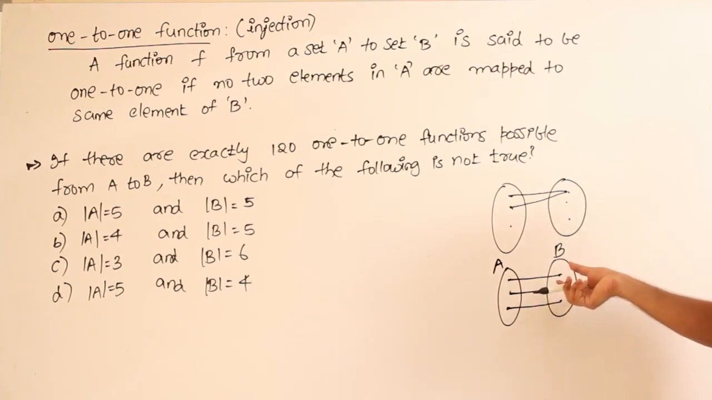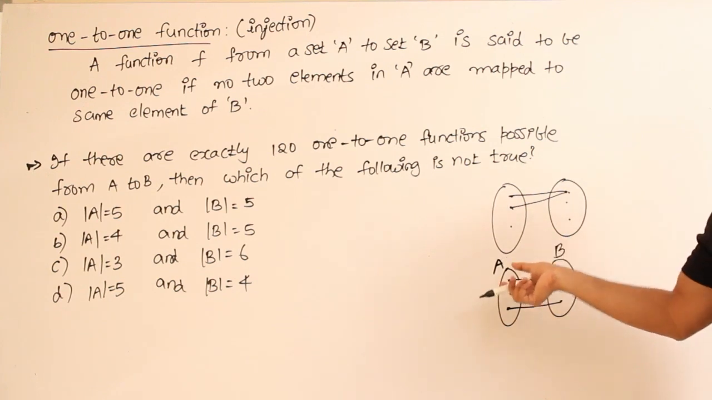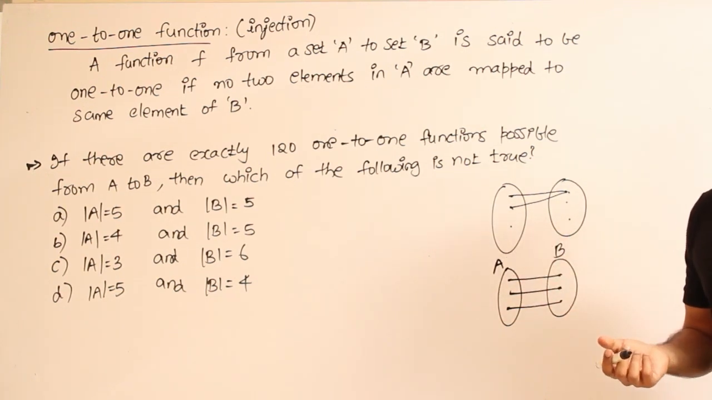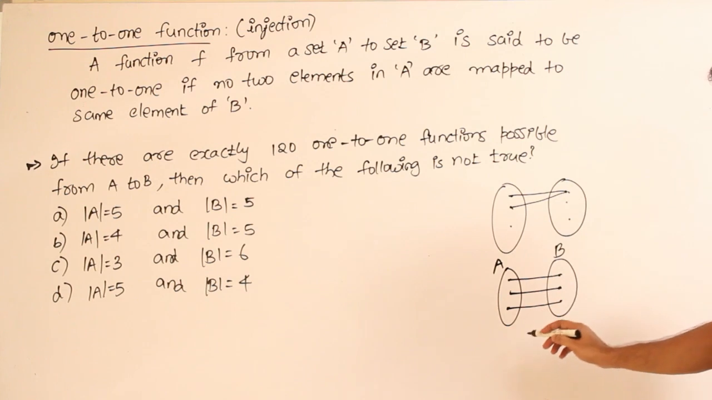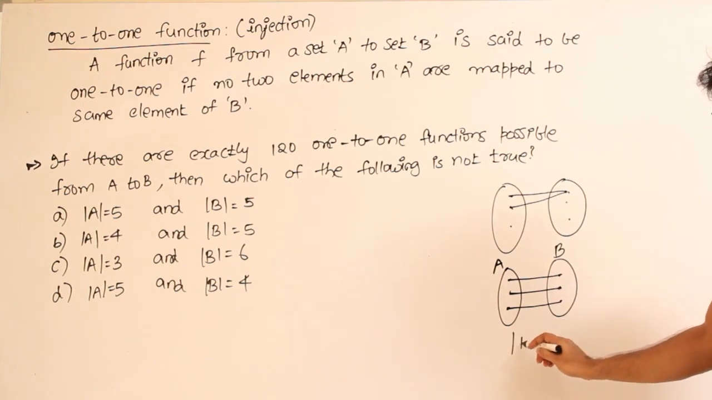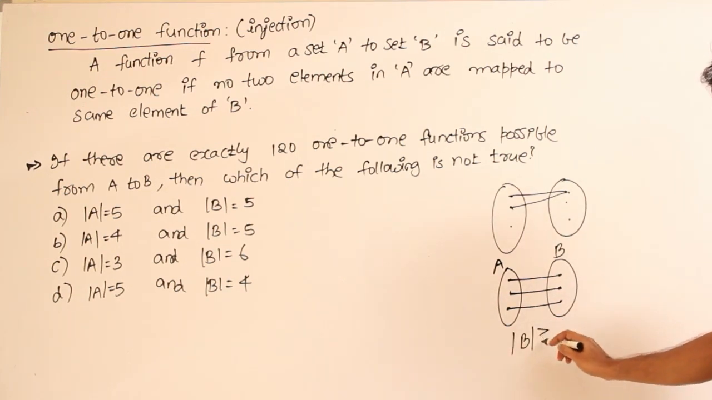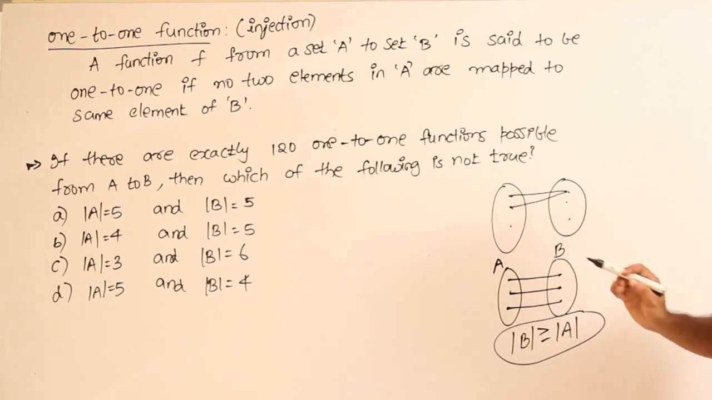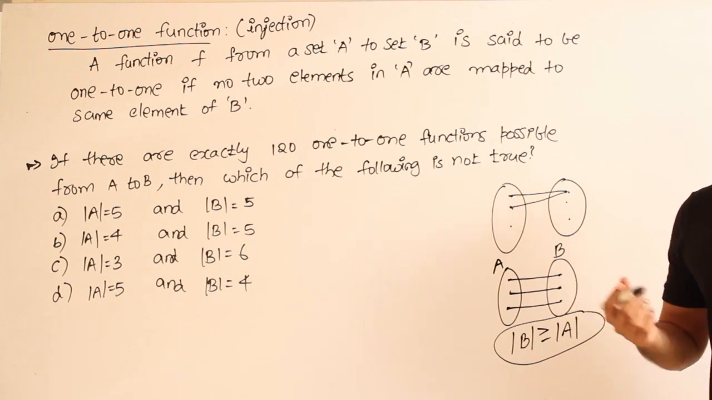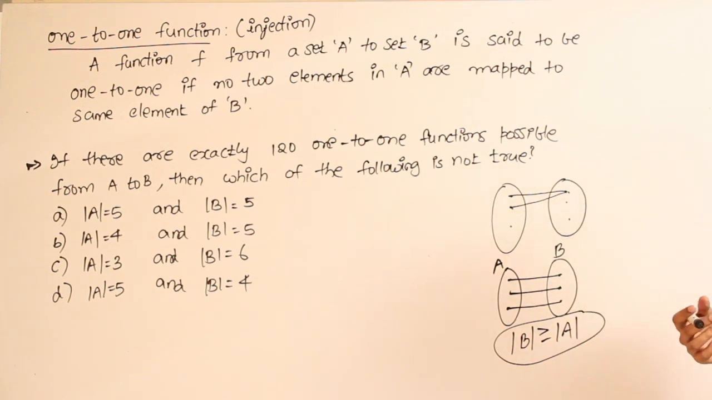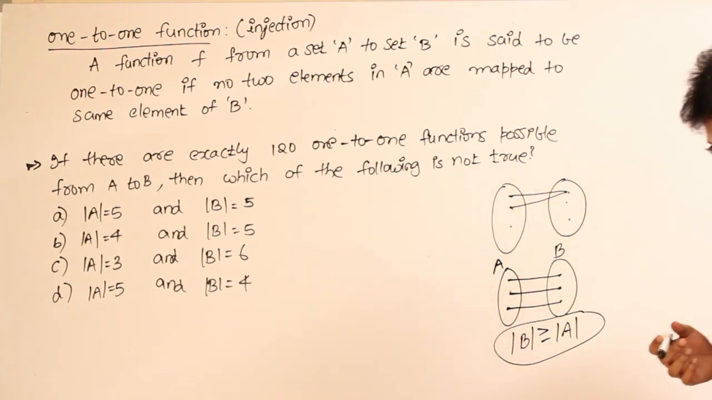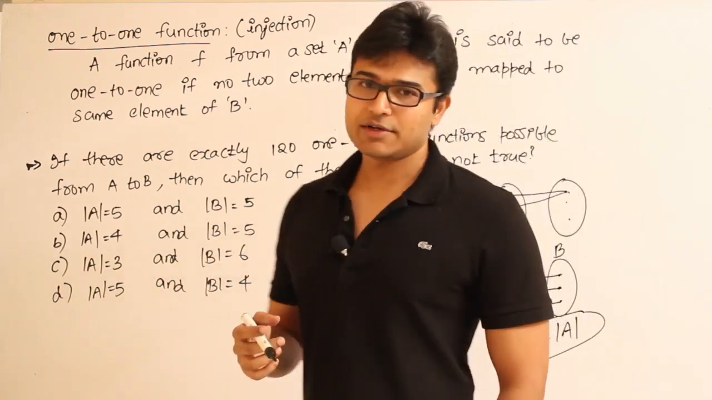Therefore the minimum number of elements that should be present in B should be at least as many as the number of elements present in A. So one condition is for sure: the number of elements in B should be greater than or equal to the number of elements in A, then only a one-to-one function may be possible. Otherwise a one-to-one function is not possible. Got it? And the next one is how many one-to-one functions will be there.